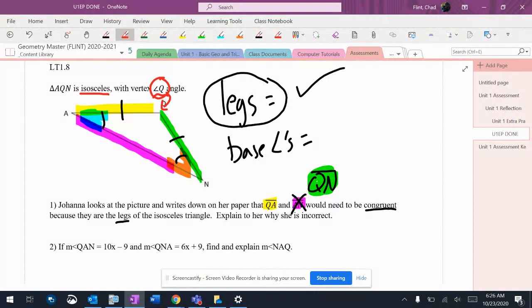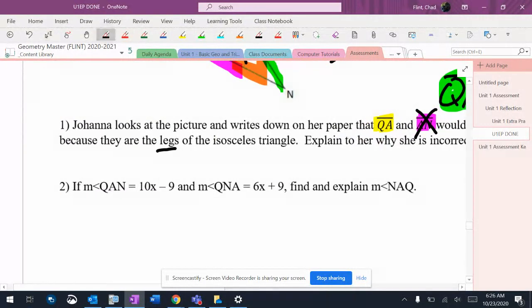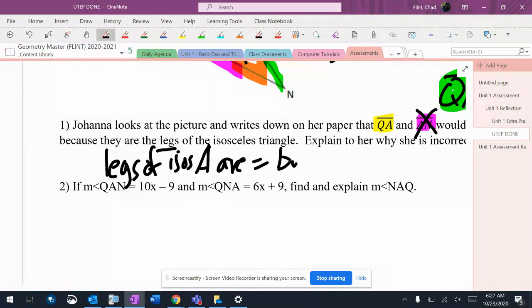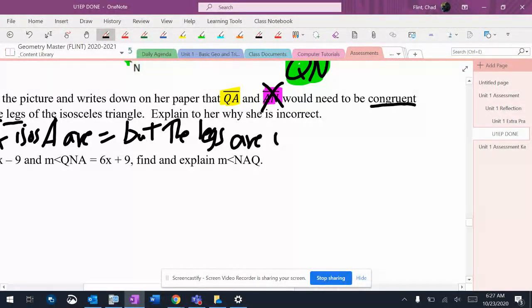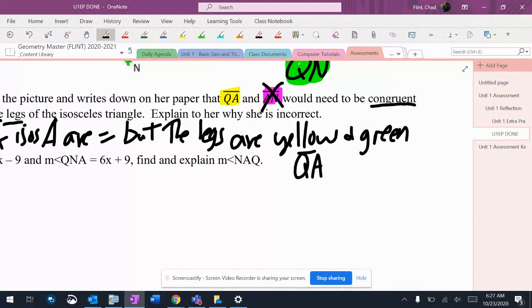So I would say, legs of isosceles triangle are equal, but the legs are yellow and green. Or if I want to be fancy, I can say QA and QN.